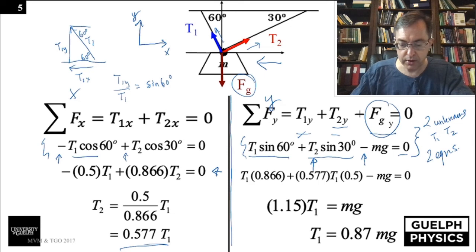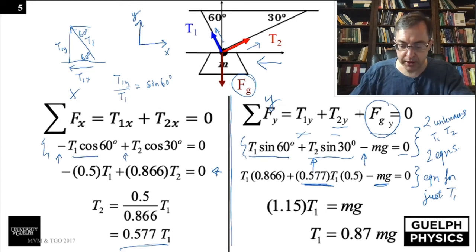So I have here T1 times sine 60 degrees, which is 0.866, plus T2, which is 0.577 T1, times sine 30 degrees, which is a half, minus mg equals 0. So now I have an equation for just T1, and I can solve for T1.